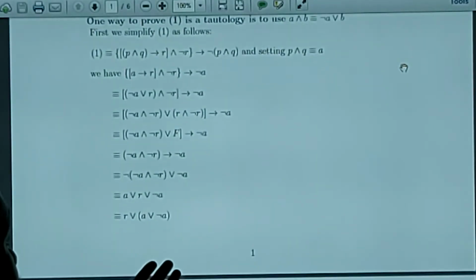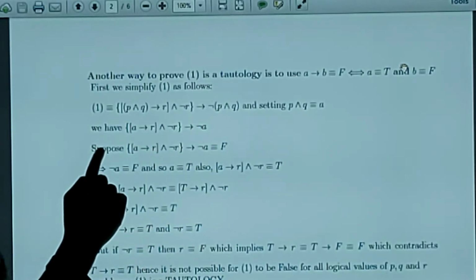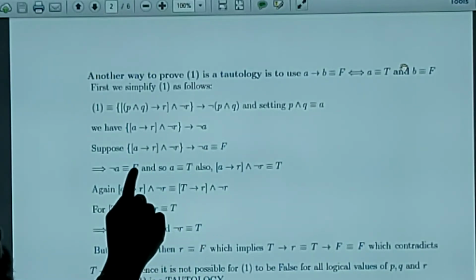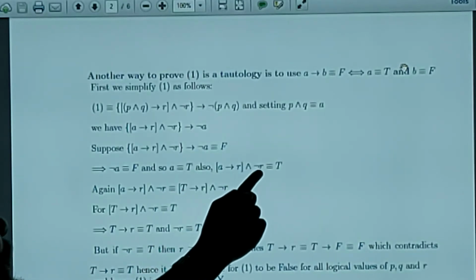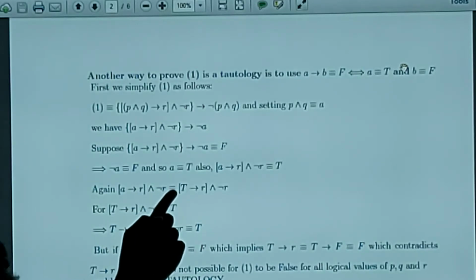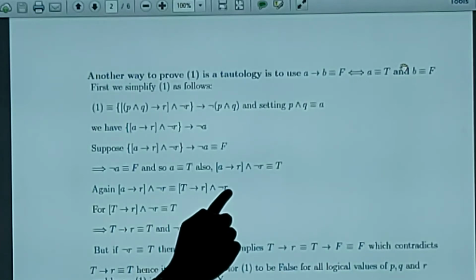And then you prove. I think this follows, because once you have that, okay, what do you have? A implies R, and negation of R implies negation of A. So suppose the whole of this is false. So if this is false, this is only when this is false and this is true. So negation of A false means A is true. So A implies R and negation of R is true. So again, A implies R and negation of R is equivalent to, because A is true, just true implies R and negation of R.